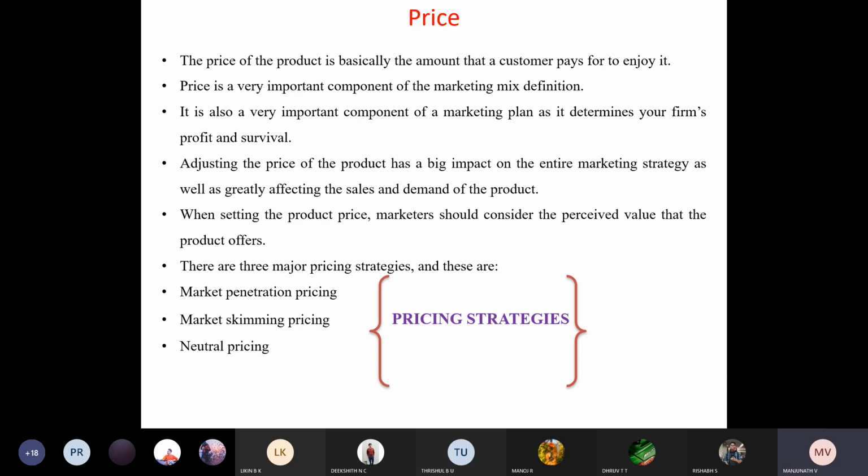What do you mean by skimming? Can anybody tell me? Skim. What do you mean by this? Skimming pricing strategy. What do you mean by skimming?